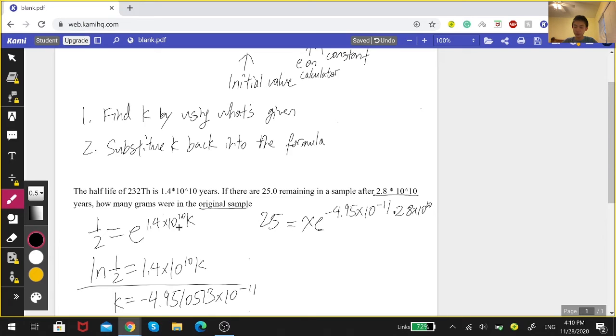So e to the negative 4.95 e to the negative 11th times 2.8 e to the 10th gives us 25 is equal to x times 0.25. Divide both sides by 0.25. We should get 25 divided by 0.25, 100. x is equal to 100 grams. So in the original sample, there are 100 grams.